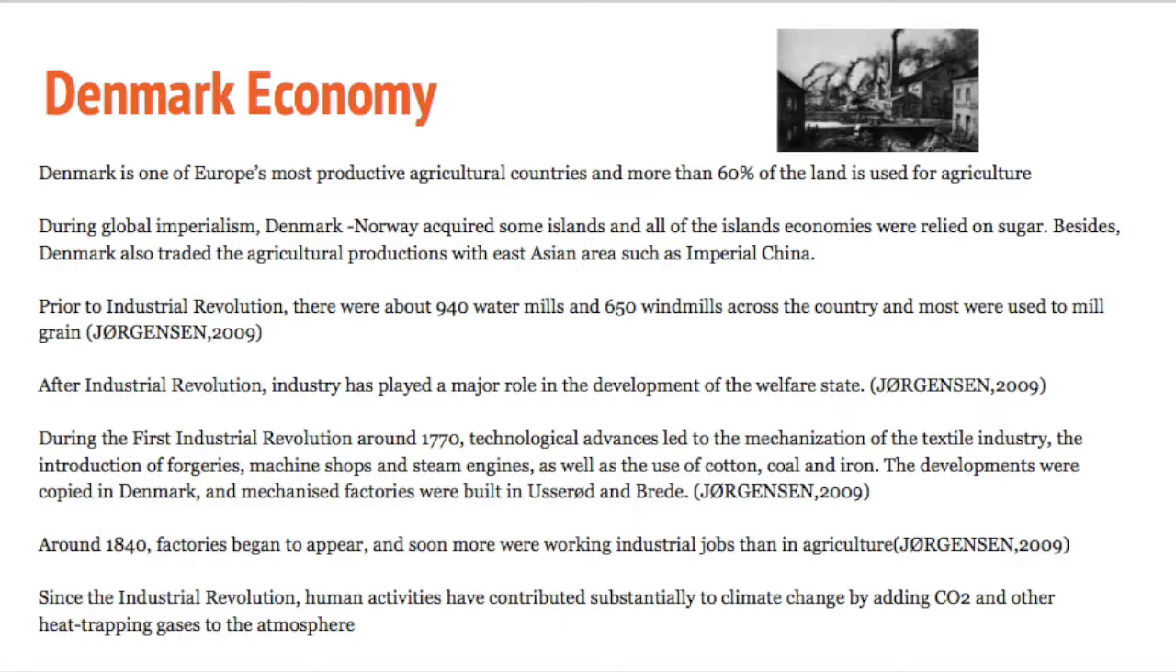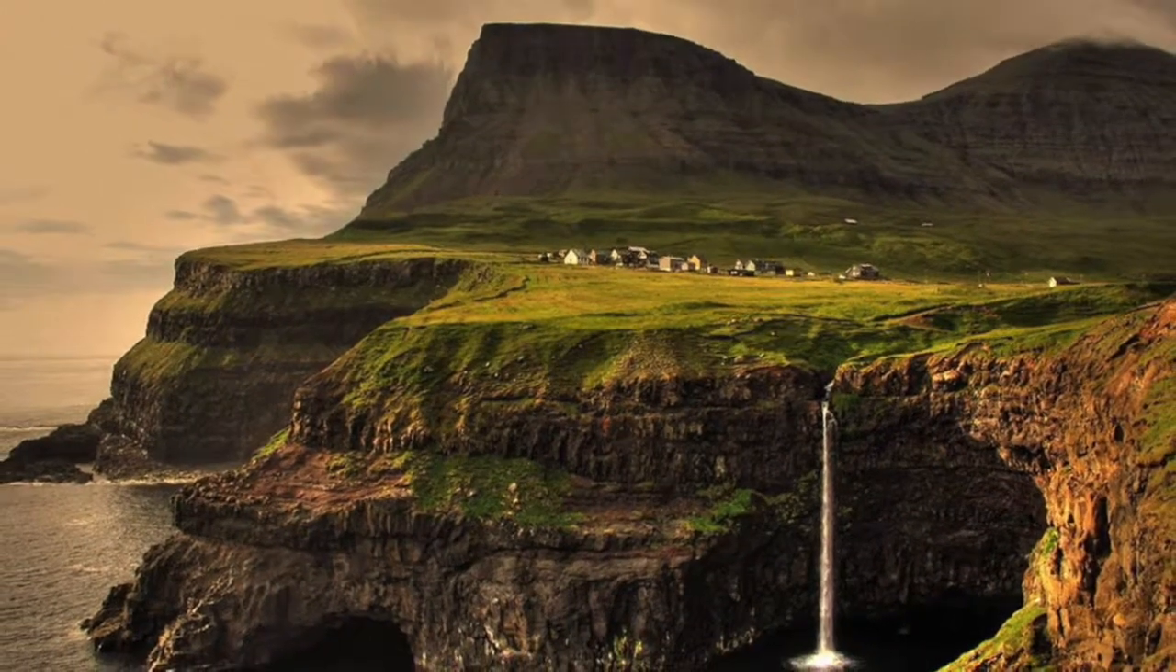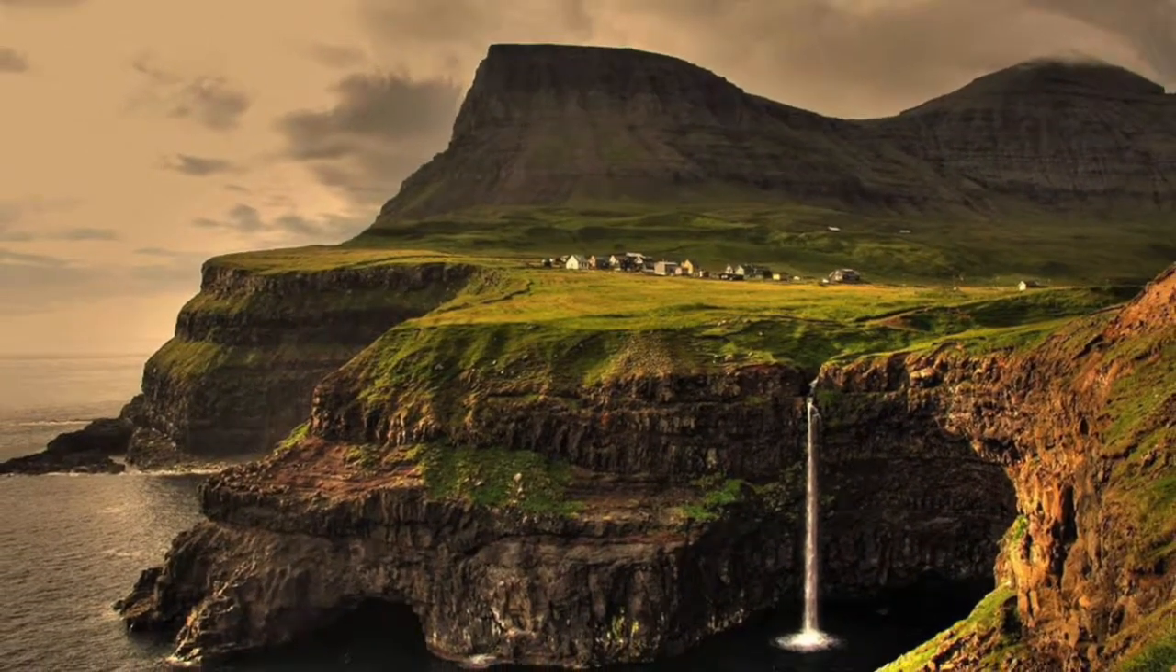Since the Industrial Revolution, human activities have contributed to climate change by adding carbon dioxide and other heat-trapping gases to the atmosphere.